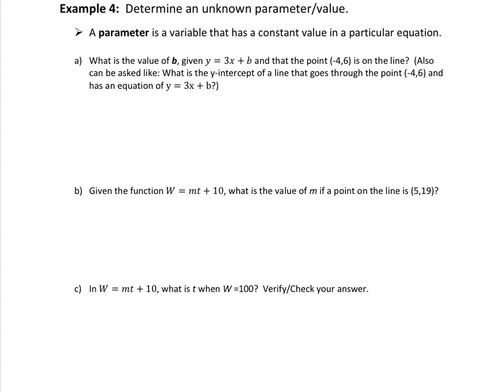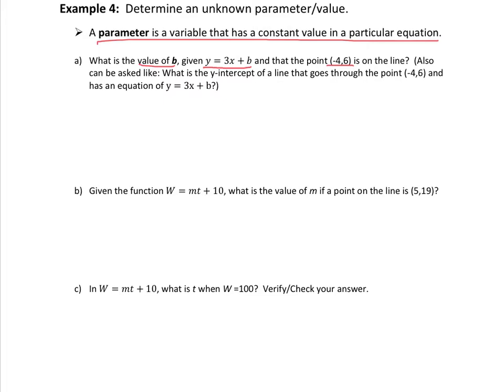In example 4, we look at solving for a parameter. A parameter is a variable that has a constant value in a particular equation. So usually if we're solving for a parameter, we're solving for a missing variable like b or m. In part A, we want to solve for the value of b given the equation y equals 3x plus b, and that the point -4, 6 is on the line. Another way this question can be asked is, what is the y-intercept of a line that goes through the point -4, 6 and has an equation of y equals 3x plus b?